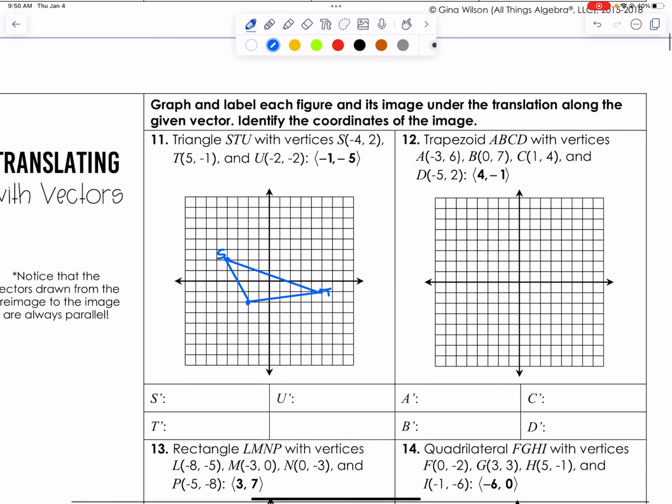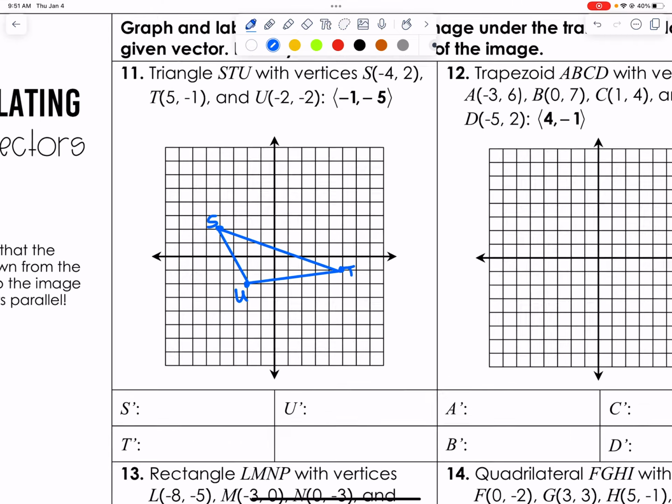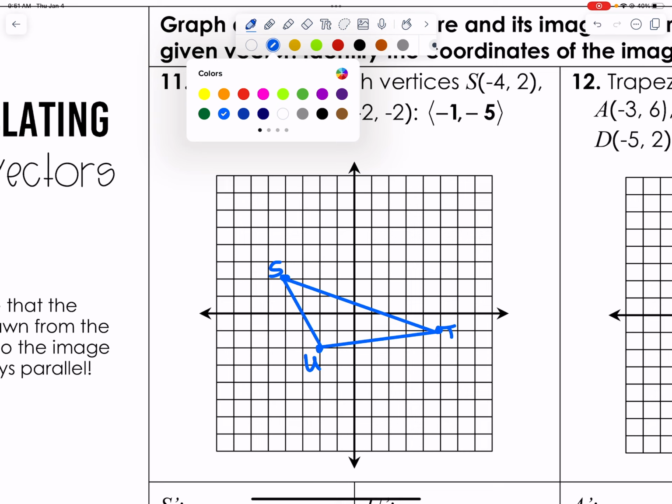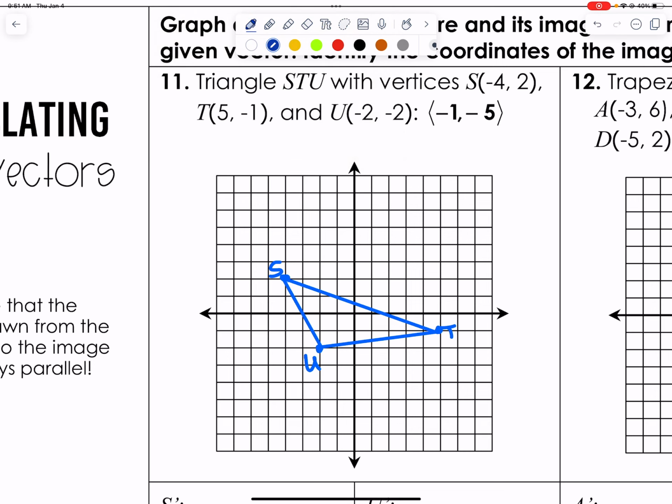It's not much more difficult, but it's just adding a little bit more on. The directions say graph and label each figure and its image under the translation along the given vector. Identify the coordinates of the image. So we're given the pre-image. I've already graphed this, and this is triangle STU. Now, we kind of did this in the previous lesson where you could have thought of this as H and this was K, right? It's basically the same thing. However, I do want you to draw the vectors associated with these coordinate points.